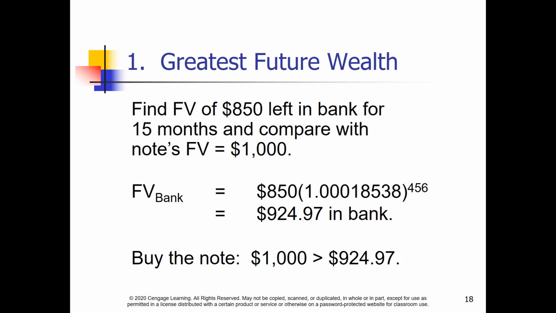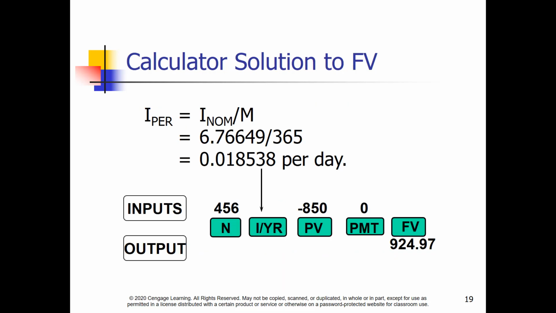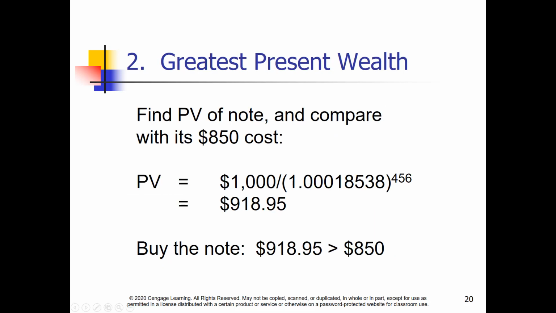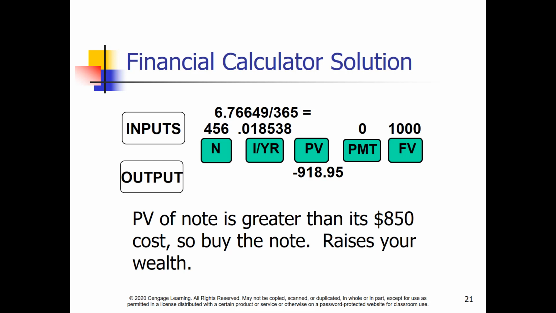Option 1. At the given bank rate, in 456 days, your $850 will grow to $924.97, so the note is a better choice. Here's the calculator solution for the future value of the bank deposit. Option 2 compares the present value of the note to its cost. Simply discount the $1,000 payout back 456 days at the daily bank rate. The result is that the note is worth $918.85, but it's priced at $850, so it's a good deal. And here's the calculator solution for the present value.